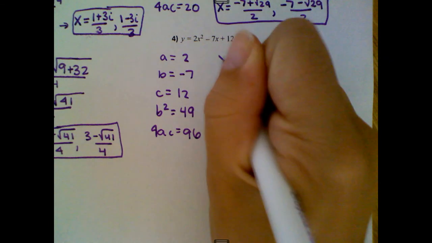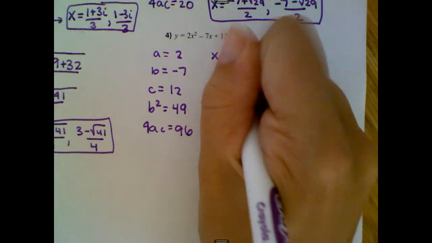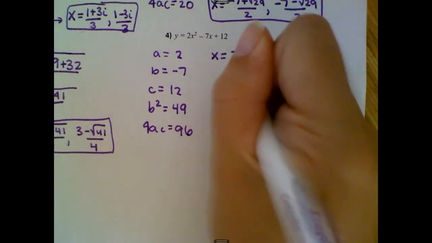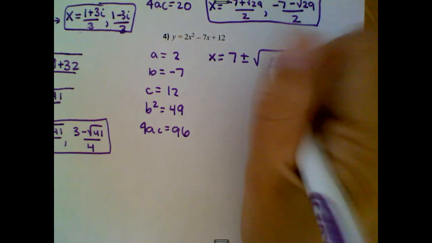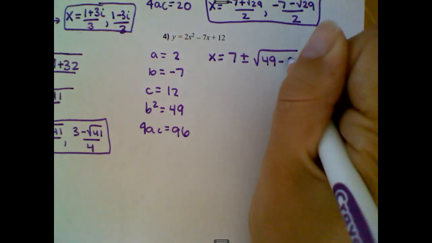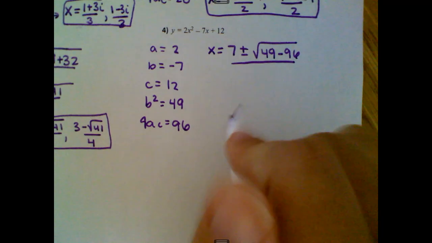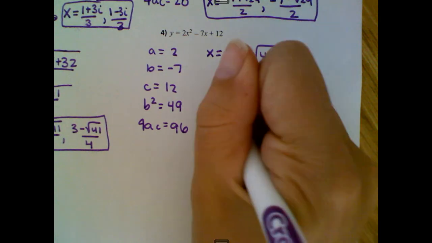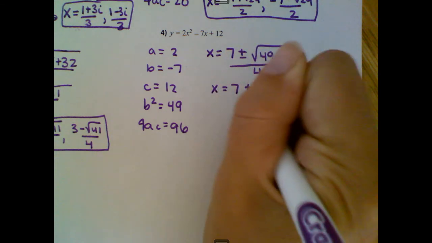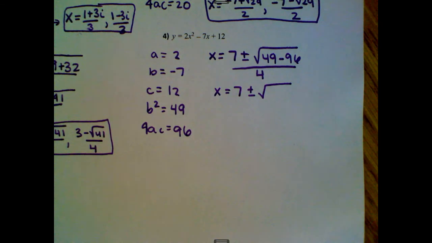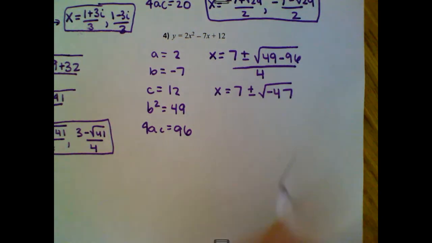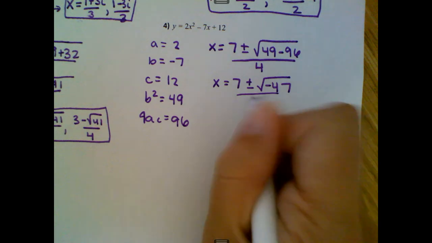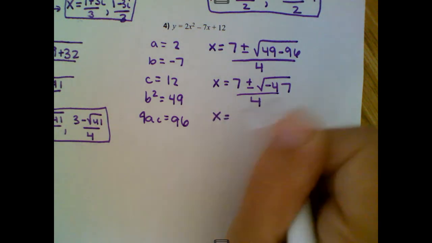So then I fill this into my quadratic formula. X equals -b. Well, -b is already a negative, so it becomes a positive. Plus or minus the square root of b squared, which is 49, minus 4ac, which is 96, all over 2a, which is 2 times 2 is 4. We're going to add the numbers up in the radical. So that's 49 minus 96. 49 minus 96 gives me a -47 all over 4. I see a negative in the radical.